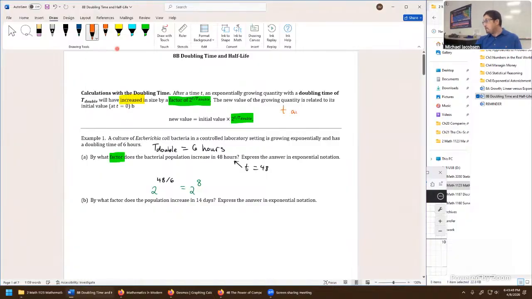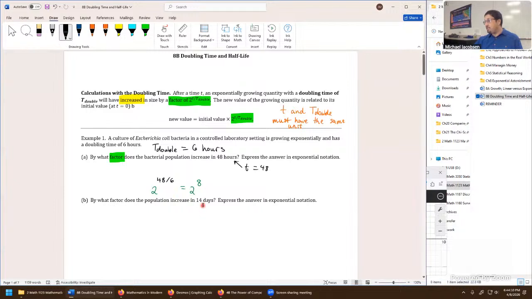T and T double must have the same unit. It must be referring to the same amount of time, in other words.